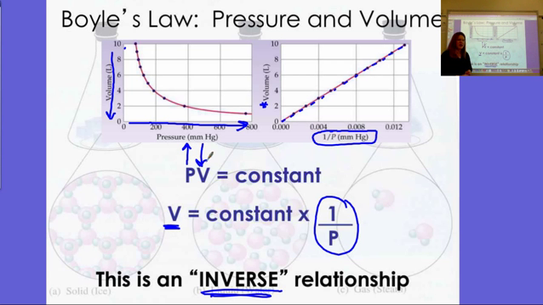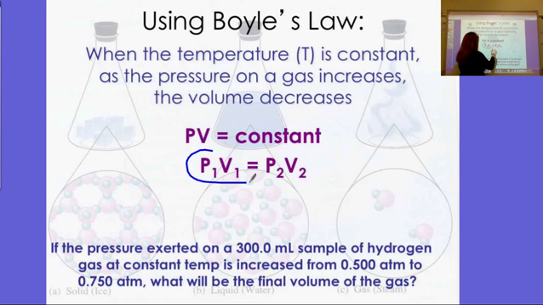If pressure goes up and volume goes down, and that's always equal to a constant, we can have an equation that looks like P1 times V1 equals a constant, which is P2 times V2. When you keep the temperature constant, as the pressure increases, the volume decreases. Inverse relationship.